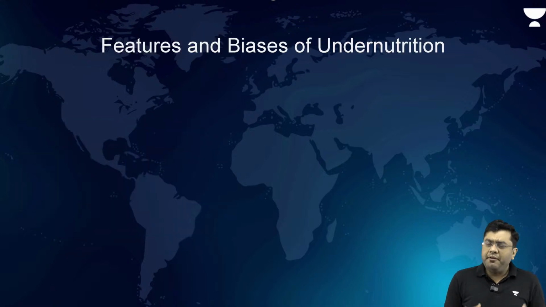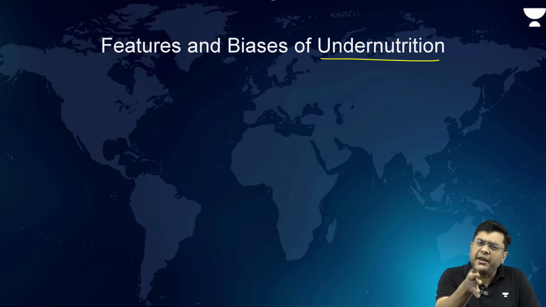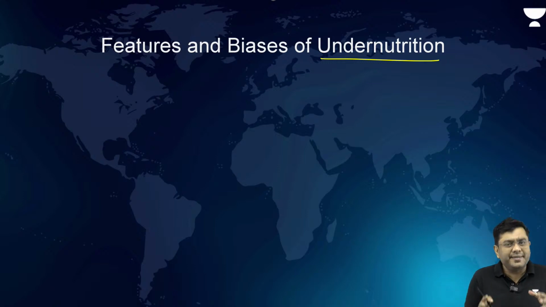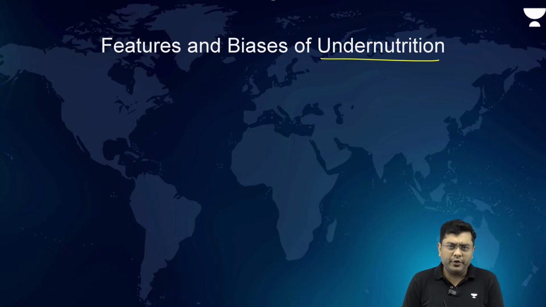Now here, when we talk about undernutrition, undernutrition means, in simplest of the terms, you are not getting the required nutrients that you want. Let's suppose you are consuming in your daily staple just rice and pulses. Now, you will get some amount of nutrition, but not the holistic diet that you need. So, undernutrition is caused because of a variety of reasons. And there are certain biases inherently built into this entire aspect of undernutrition.